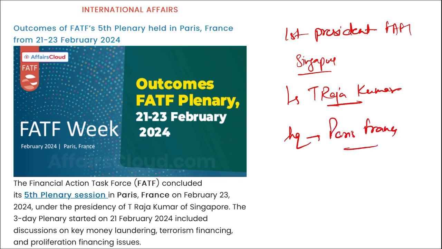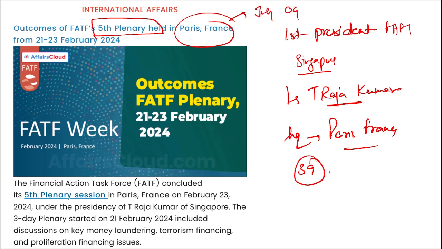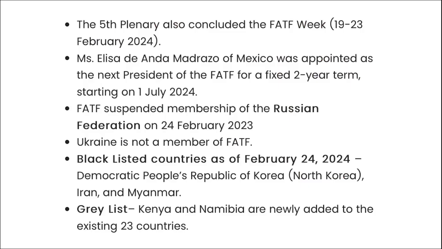Where was this fifth plenary meeting held? In Paris, France. And 39 countries are members of FATF, and in Paris, France, we will be seeing the Olympic Games in July. Next, here you can see the fifth plenary concluded the FATF week, that was from 19 to 23rd of Feb 2024.